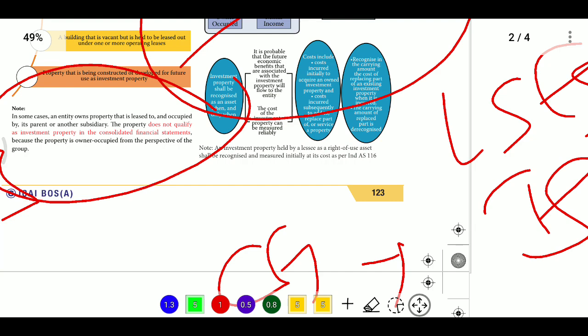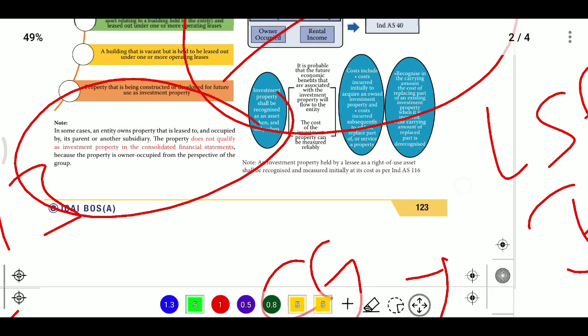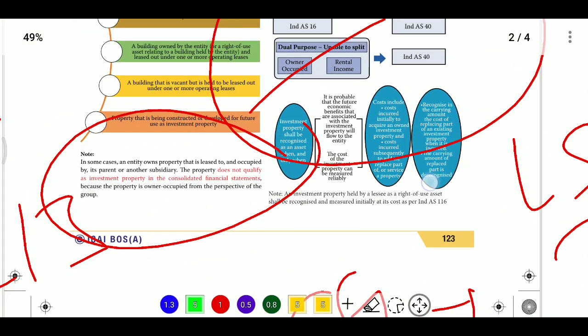Or if a property is given on rent to subsidiary companies by the parent company or vice versa, then in the separate financial statements it will be classified as investment property, and in the consolidated financial statements it will be owner-occupied property.